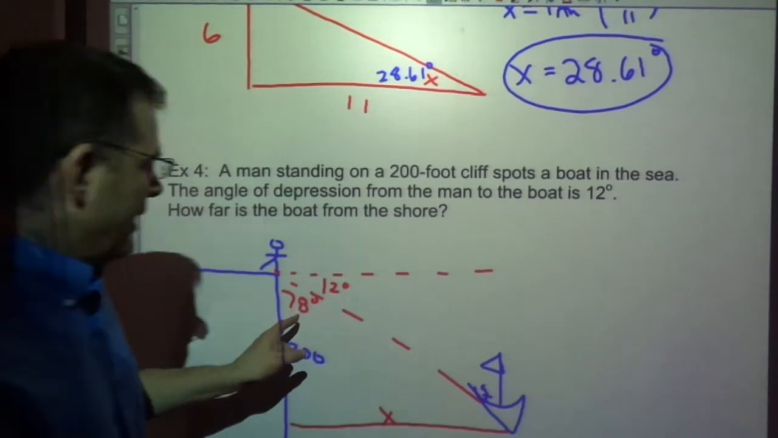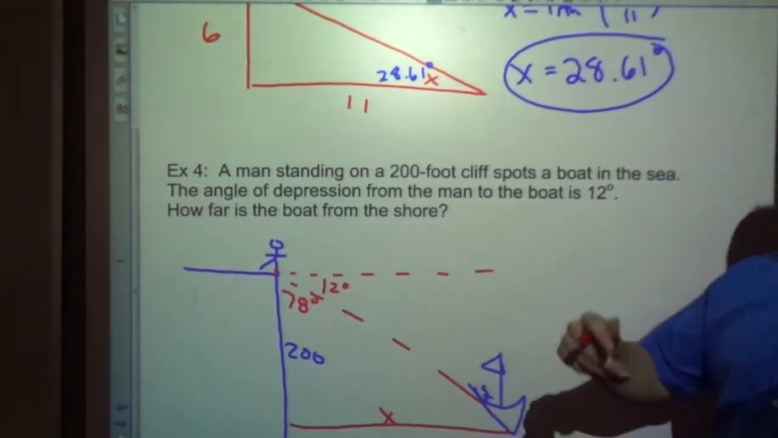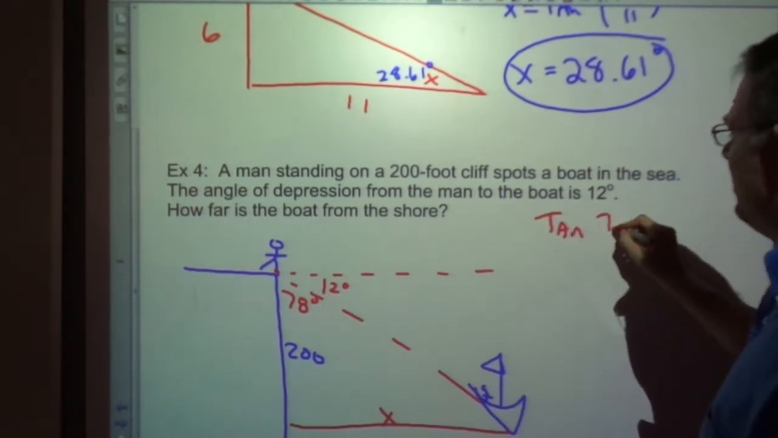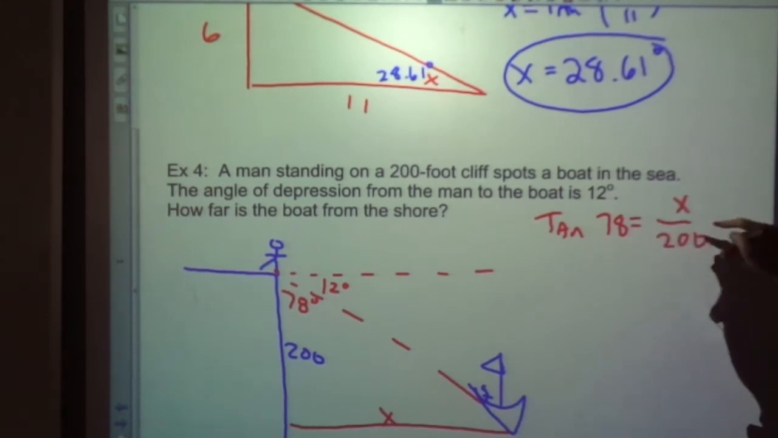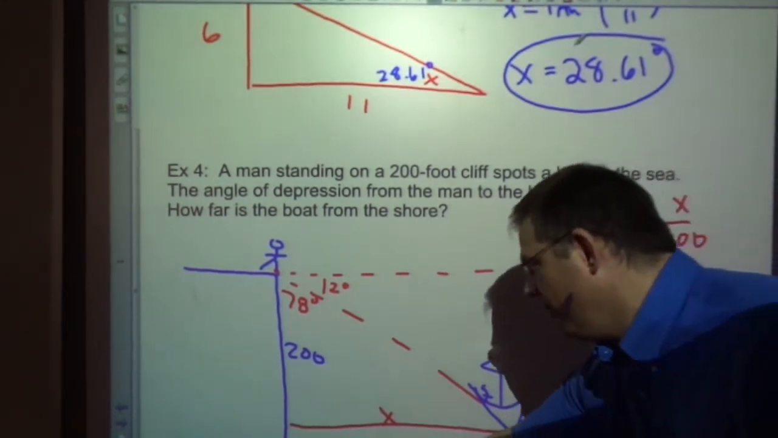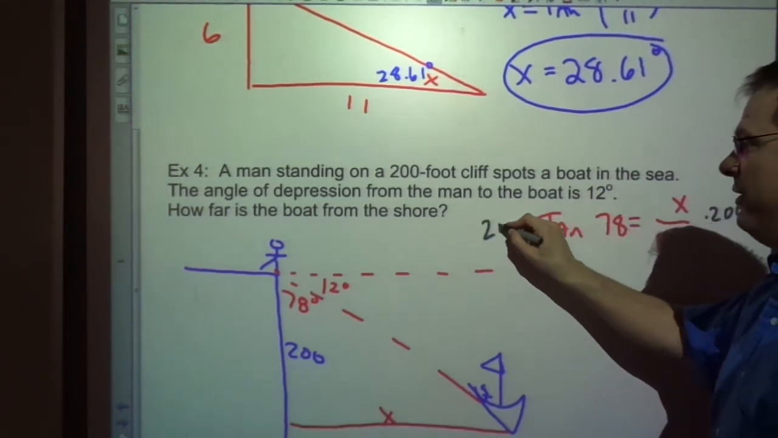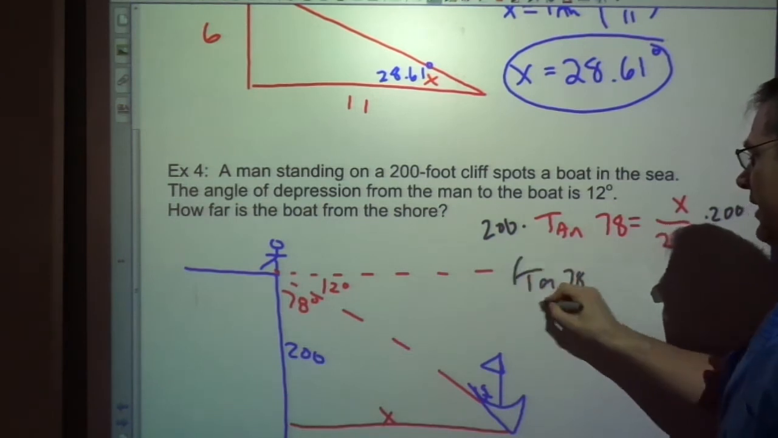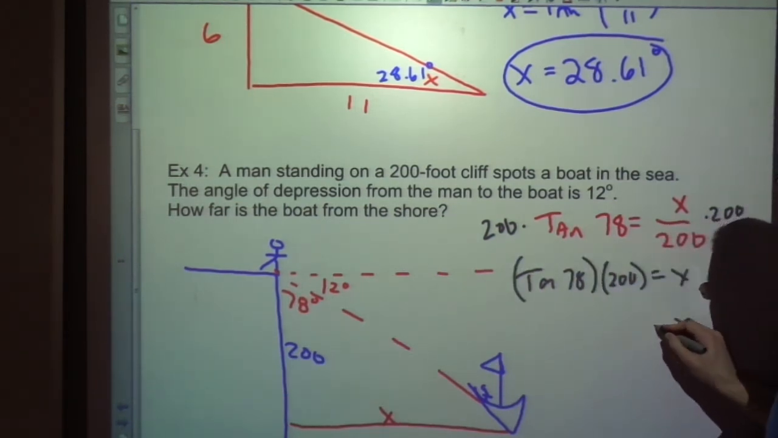So I'll use my angle of reference here, 78. And we've got opposite and adjacent. Again, tangent. I can't help it. Too much tangent. Tangent 78 equals opposite over adjacent. But this is an easy one because the variable is in the numerator. So we'll go times 200 on both sides, and we get tangent of 78 times 200 equals x.